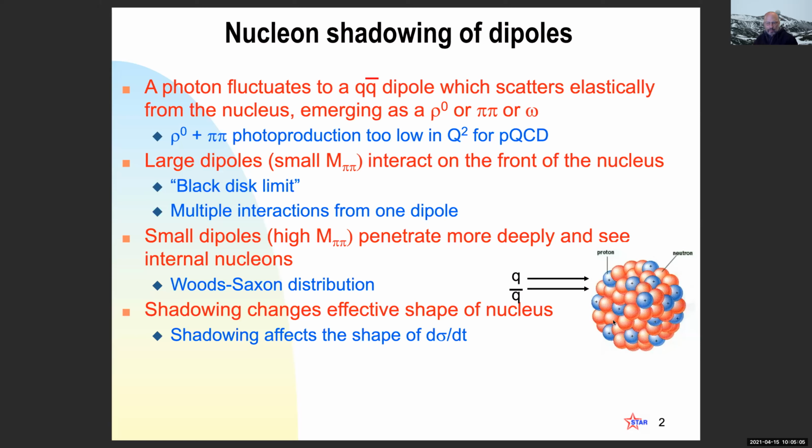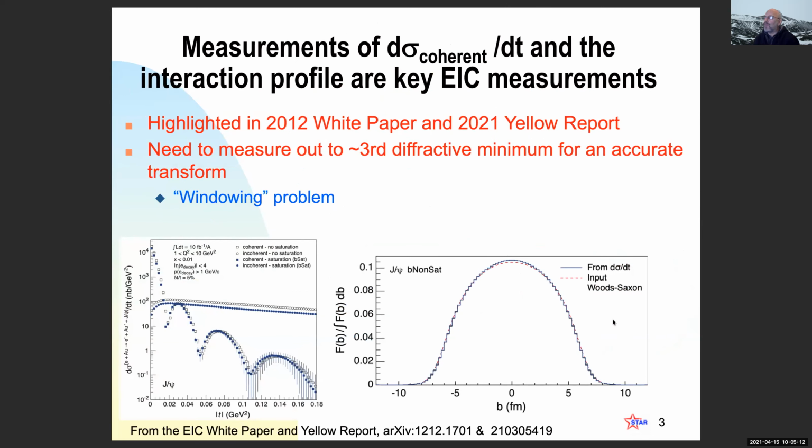We can see this by looking at d sigma dt for coherent photoproduction. This is a key measurement at the EIC. It was highlighted in the 2012 white paper and the 2021 yellow report. You saw this plot on the left; actually, both plots are from the white paper. It shows d sigma dt coherent, and you can see these diffractive minima. You can then Fourier transform and get this F of b, which is essentially the transverse profile of the interaction sites in the nucleus.